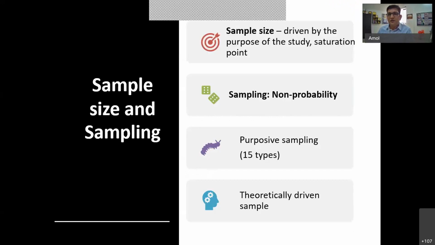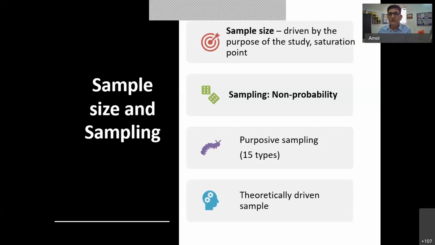Whatever research, let it be quantitative or qualitative, we have to think of sample size and sampling. So, for those who are worried about statistics, the good news is that in qualitative research we don't have any calculation. But that brings a big responsibility to the researcher, because they have to make a decision about how much sample size would be adequate to study that particular research question.